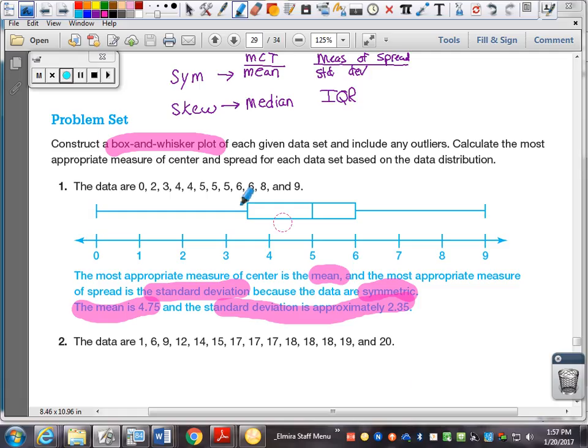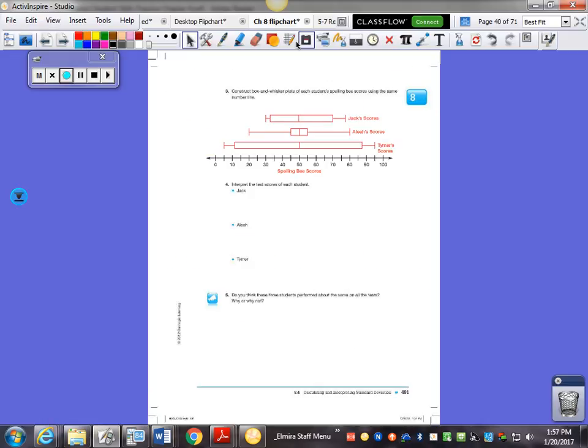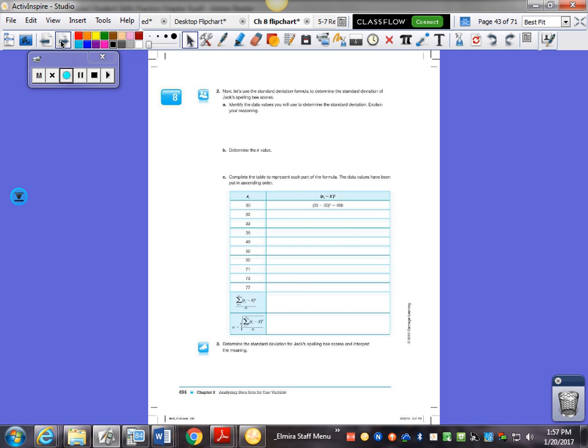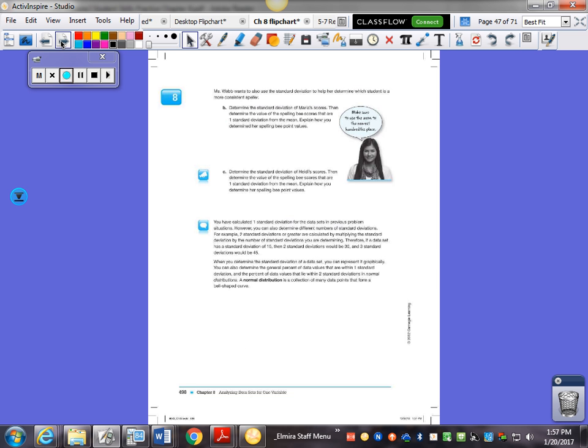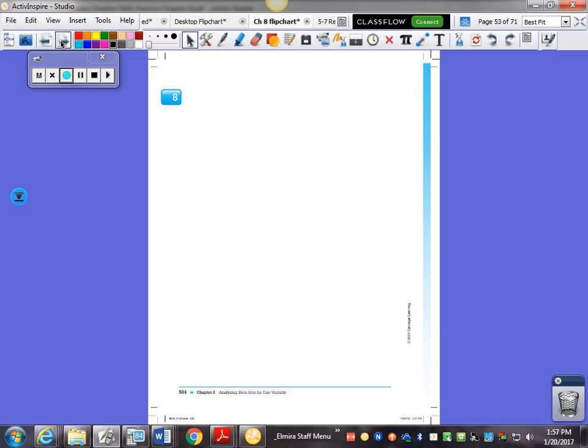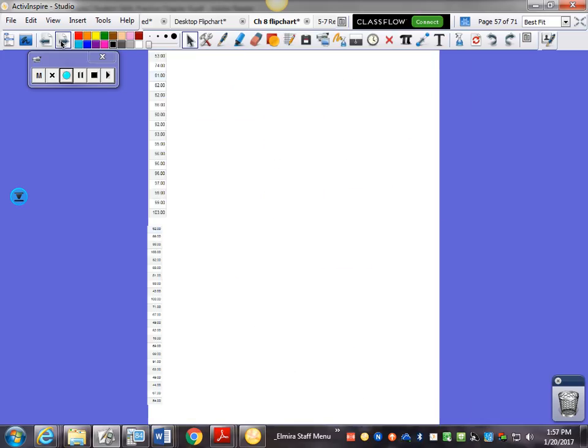Okay? For problems 7 through 12, that's about stem and leaf plots. So I want to go back and talk about stem and leaf plots because that's something that I'm not sure what your exposure to those has been. So I got to fast forward through my slides here. Okay, here we go.